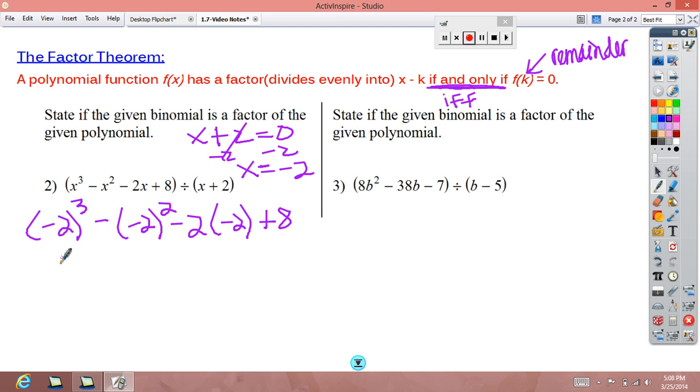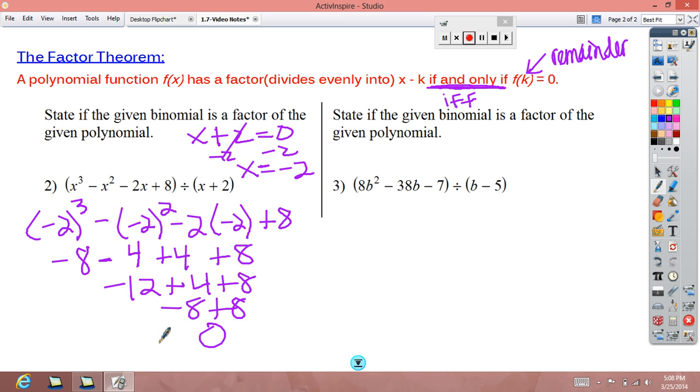Simplify. Negative 2 cubed is negative 8 minus negative 2 squared. Two negatives make a positive 4, but there's still this negative. Negative 2 times negative 2 is positive 4 plus 8. Well, this is negative 12 plus 4 plus 8. Negative 12 plus 4 is negative 8, plus 8. Oh, look at that. Ms. Schulte must have picked this on purpose. This is 0, and therefore this is a factor of this because my remainder turned out to be 0. So yes, the binomial is a factor.